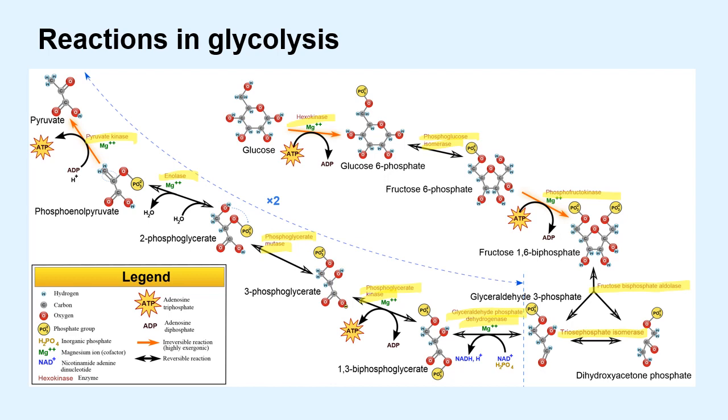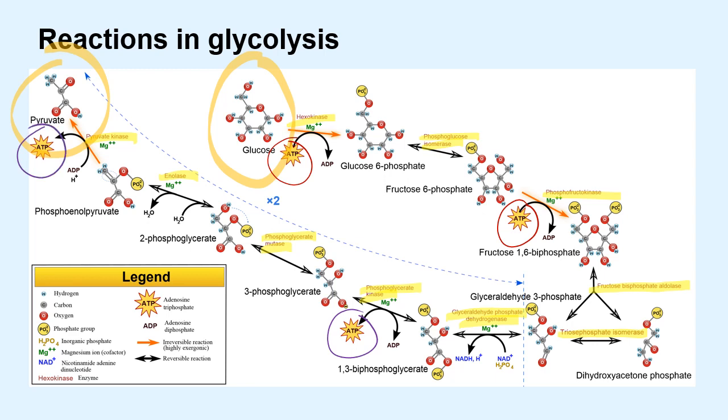But we've got 10 different enzymes. We just need to remember that we start with glucose, we end with pyruvate, and we need to know where we are using ATP and where ATP is being produced. I've lost where the ATP is being produced. Oh, there's the other one. I knew there was another one. And also it's good to know where we are making the reduced NAD. Okay, so they're the bits we're going to focus on.